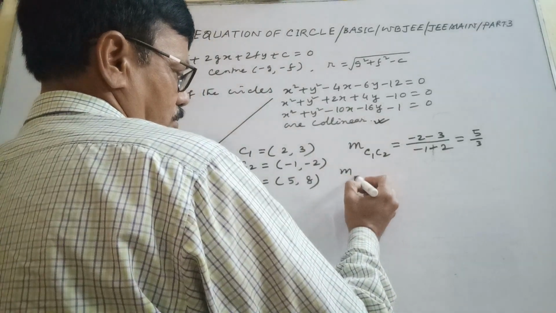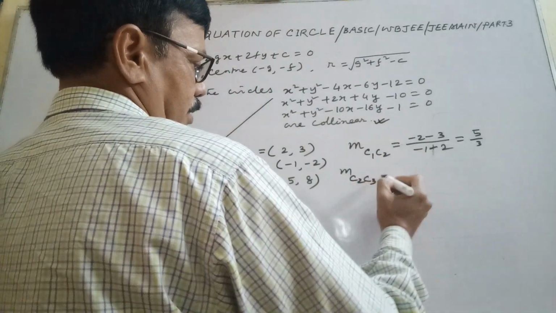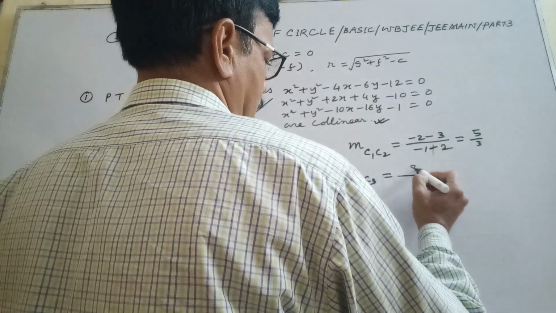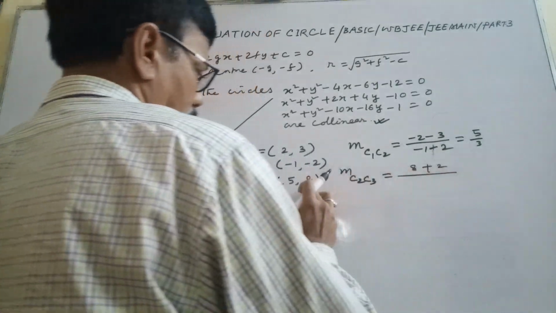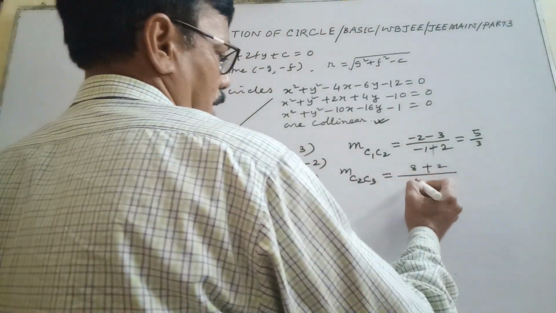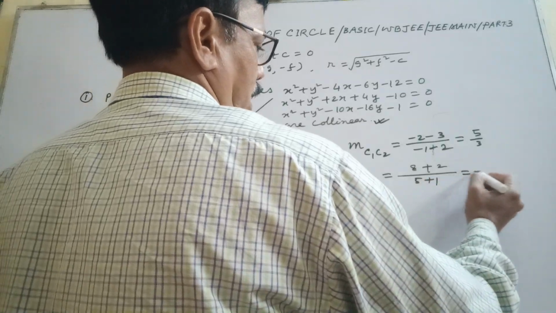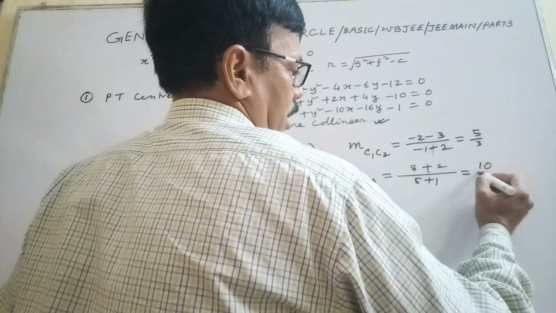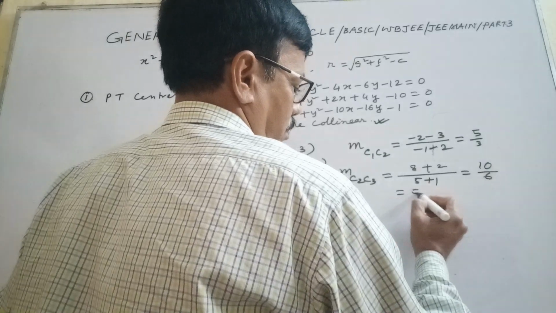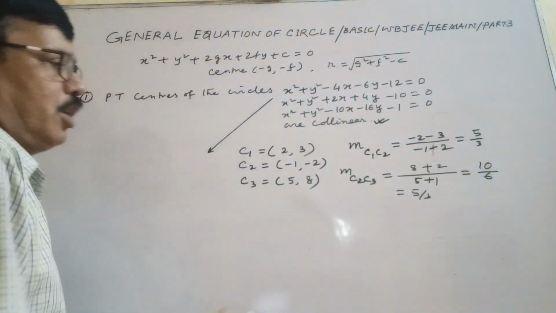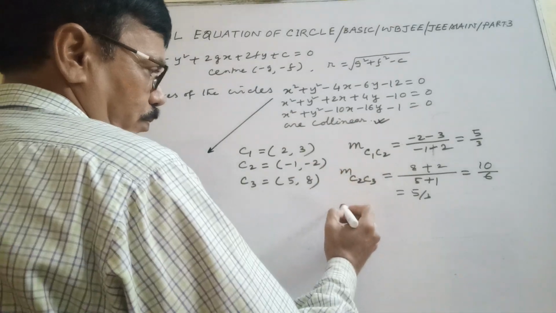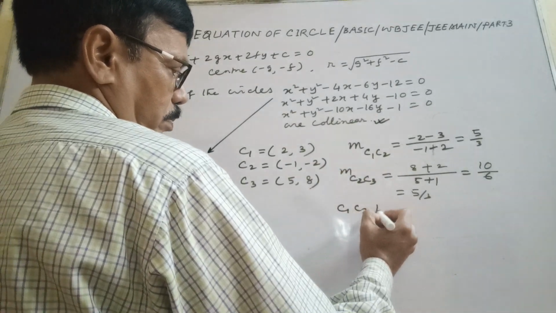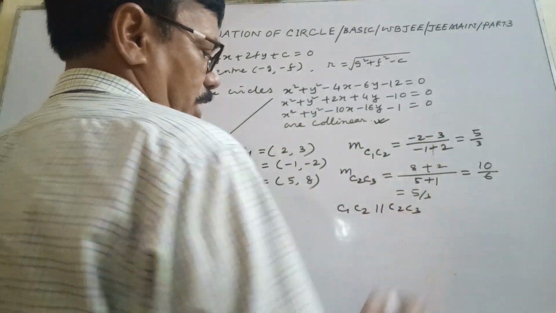Now for C2, C3, the slope is 8 plus 2 over 5 plus 1, the difference of y coordinates by the difference of x coordinates. That is 10 by 6, which is 5 by 3. So the slopes are the same, so C1C2 is parallel to C2C3.